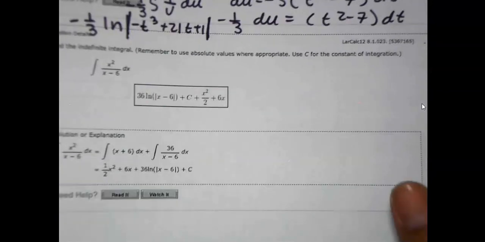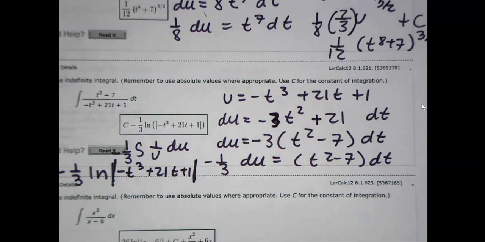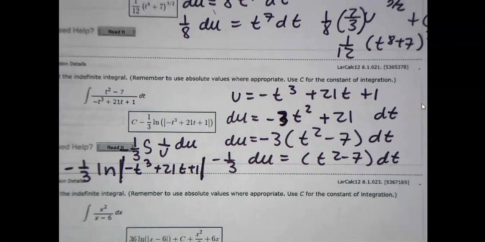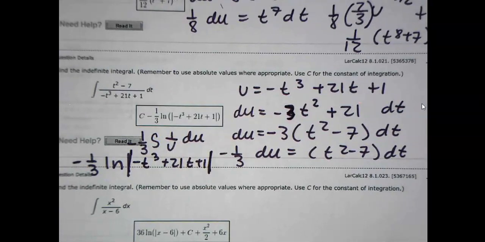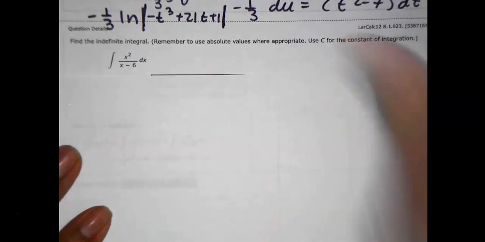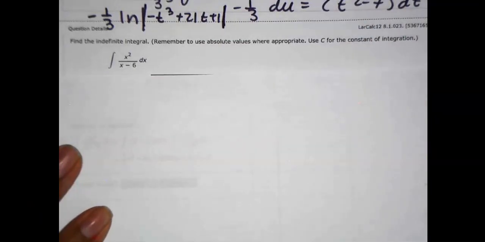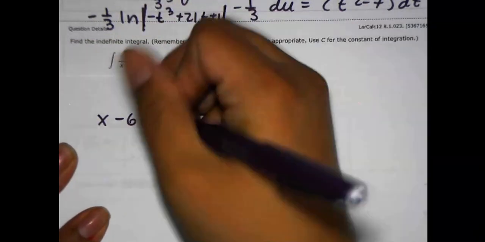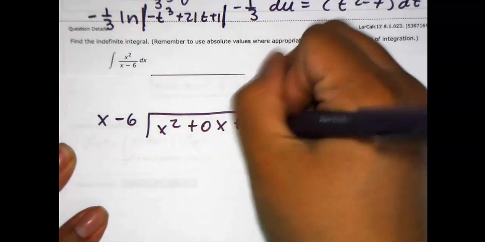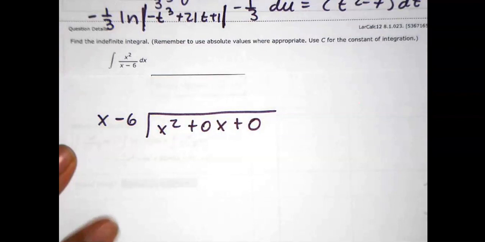Number 10. Look at number 10. I like this one. In this case, the numerator is larger than the denominator, so we're going to do some long division. That one doesn't have an x, it doesn't have a constant, so I'm going to add them with 0.